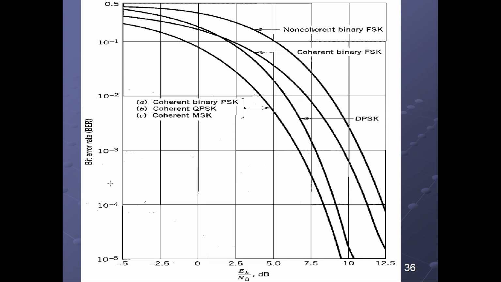Bit error rate represents the error versus the signal to noise ratio, EB over N naught. Now, what is the second best one? This curve, yes, because it's closer to the y-axis. What's this? Differential phase shift keying. The third best curve is this. What's this? Coherent binary phase shift keying. And the last one, which is the worst bit error rate, is non-coherent binary phase shift keying.